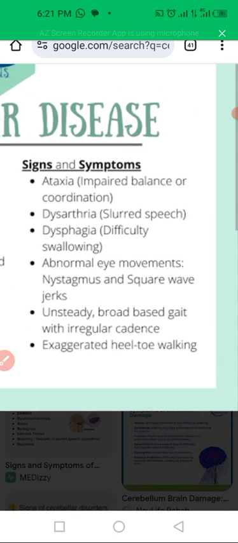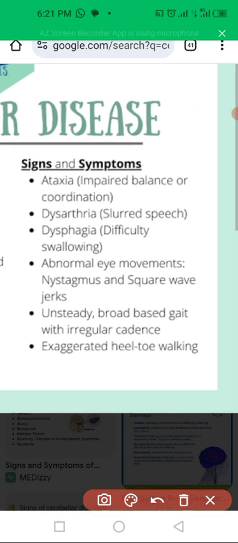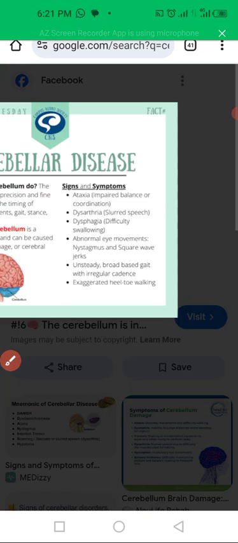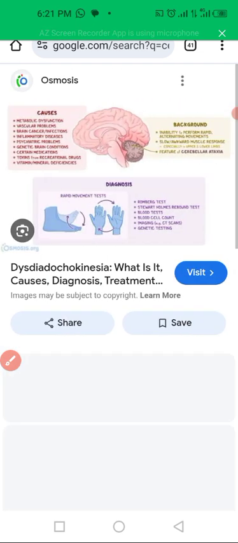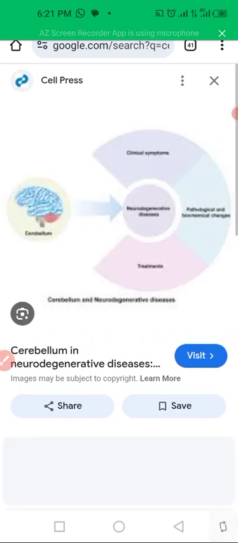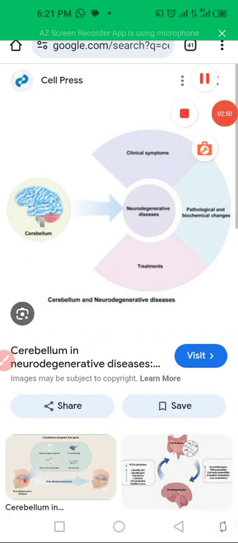As I already mentioned, cerebellar lesions result in ataxia, dysarthria, dysphagia, abnormal eye movement, nystagmus due to the flocculonodular lobe, and an unsteady gait with heel to toe walking. A person can present with the findings of ataxia, tremor, and dysdiadochokinesia in cerebellar lesions.